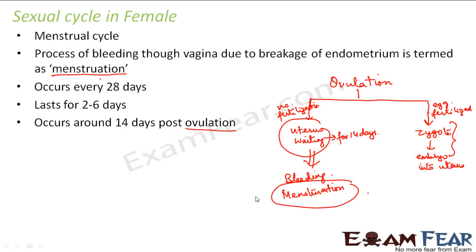Right? So whenever ovulation takes place, if fertilization takes place, then the uterus gets the embryo in 5 to 6 days. And if fertilization doesn't take place, the uterus waits for the embryo for 14 days. If it doesn't get any embryo till the 14th day, then it breaks the wall of the endometrium and the bleeding takes place through the vagina, and that is known as menstruation. So I hope that this concept of the menstrual cycle is clear to you now, and why menstruation happens.